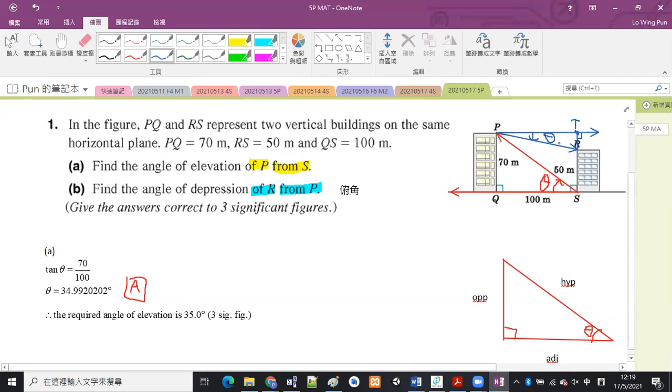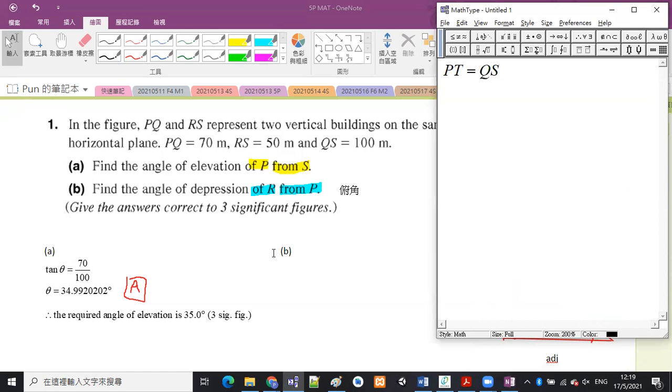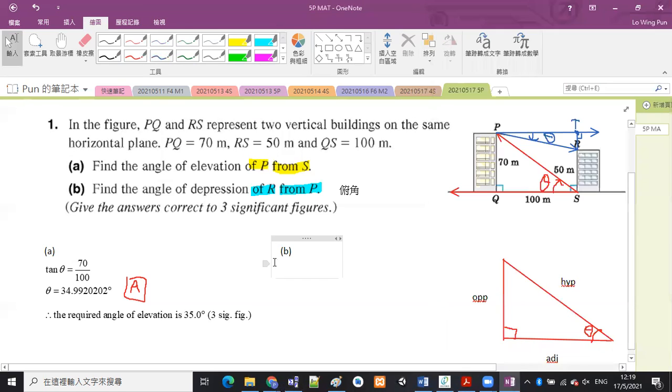And what information do we have now? Can you see that the length of PT will be exactly equal to the length of QS? Okay, because both of them are the distance between the two buildings, I guess. Okay, so PT will be exactly equal to QS. That is 100 meters. Okay, so let us write this down. PT is equal to QS is equal to 100 meters.